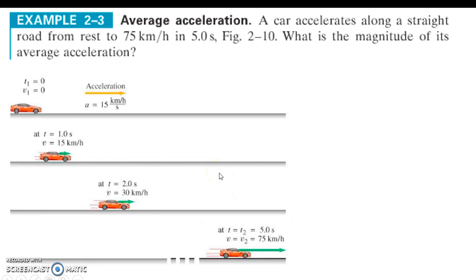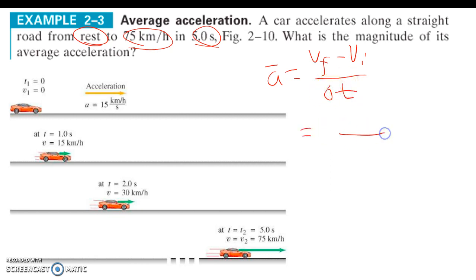So here's an example. A car accelerates along a straight road from rest. Rest means 0, to 75 kilometers per hour in 5 seconds. What is the magnitude of the average acceleration? There's a little picture down here to draw, but I'm just going to show you the math involved. Final velocity minus initial velocity over change in time. Our change in time we said is 5 seconds. Our final velocity is 75 kilometers per hour and rest is 0.